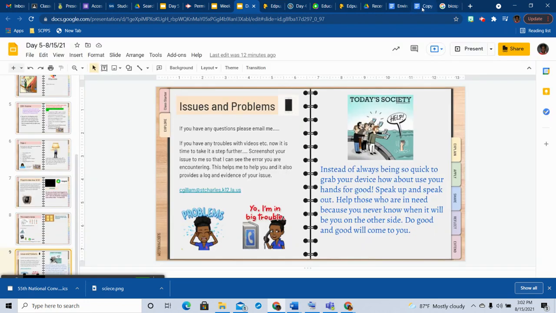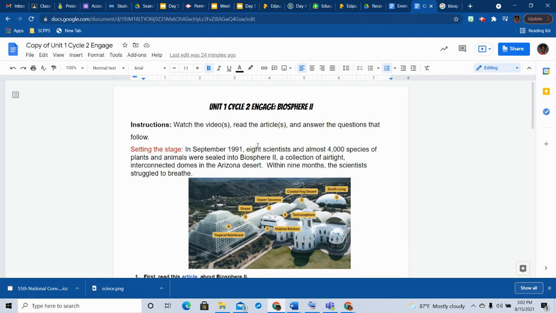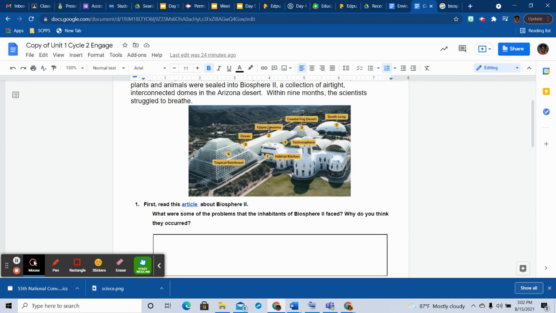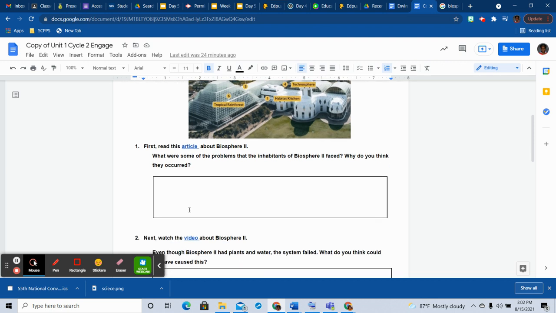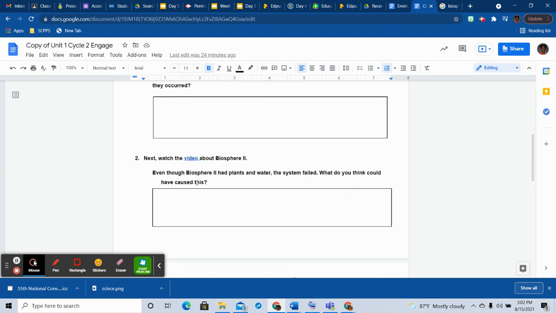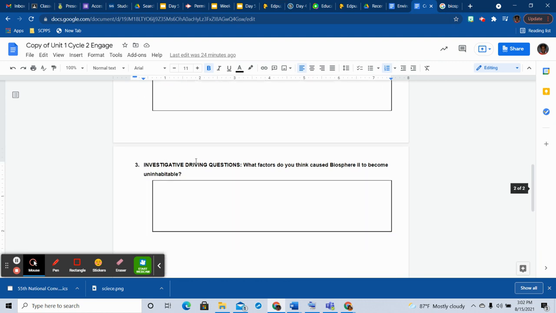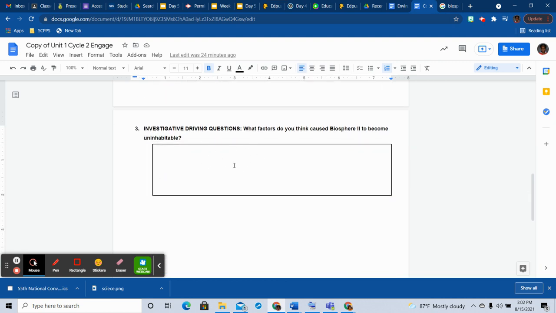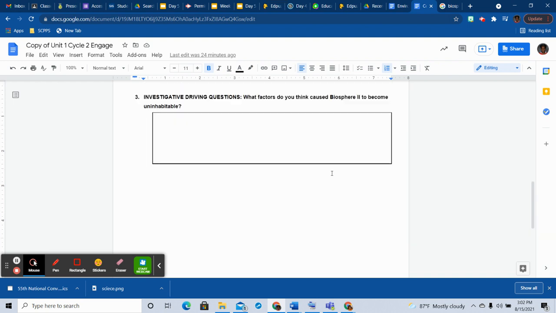Now, as far as the assignment, just really quickly, I'm going to show you what it is. So this is our Unit 1, Cycle 1, Engage. You have this article that you'll click on to read. I will give y'all a physical copy of this article probably tomorrow. And then you would answer these questions. There's a video embedded for you to watch. And then here is where you would answer what factors do you think cause Biosphere 2 to become uninhabitable.